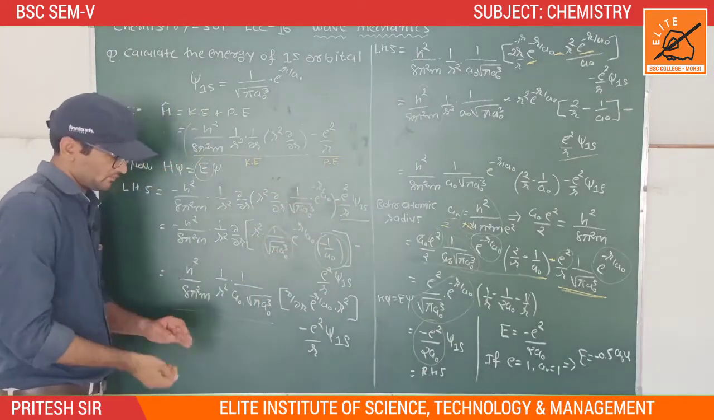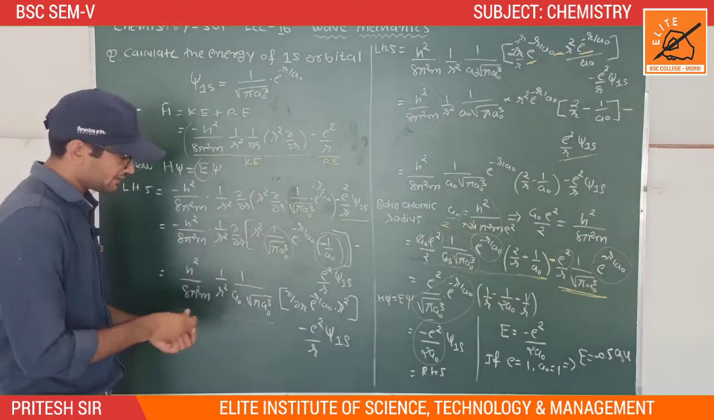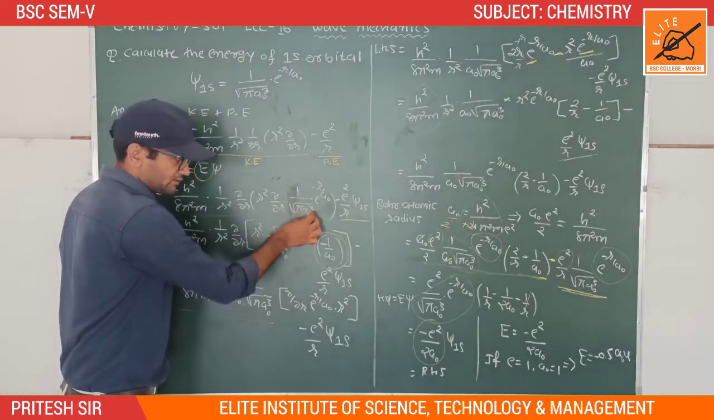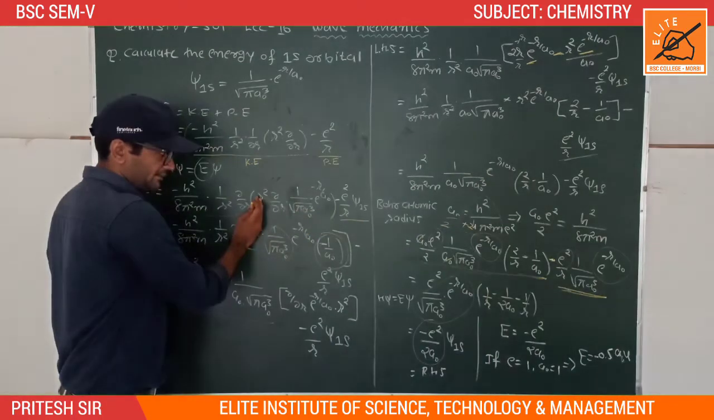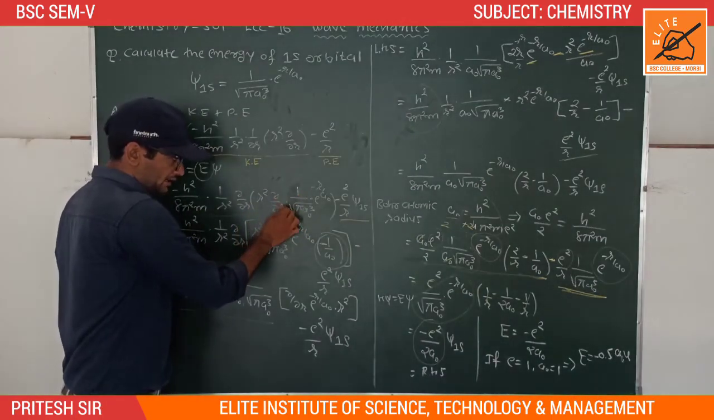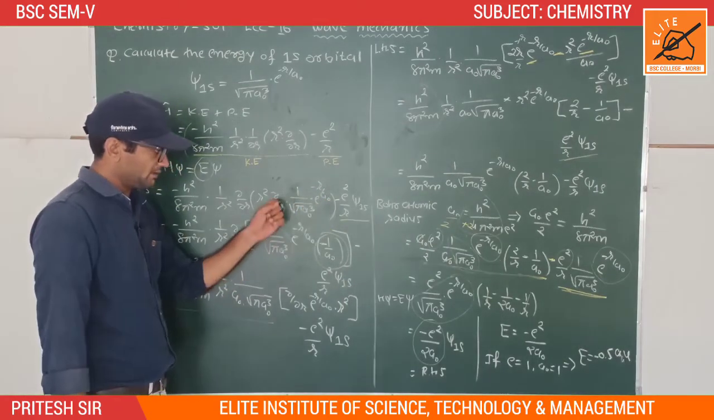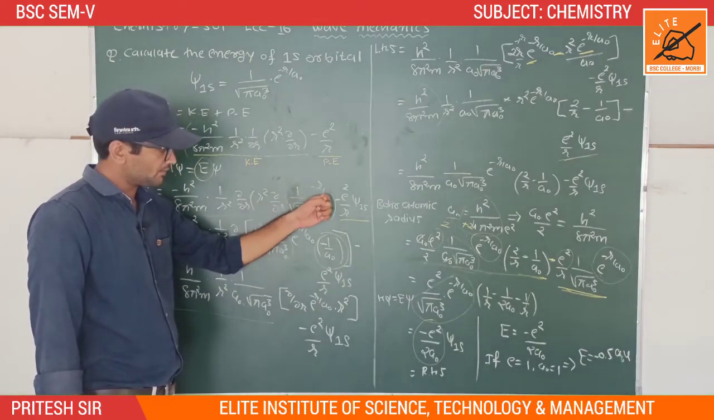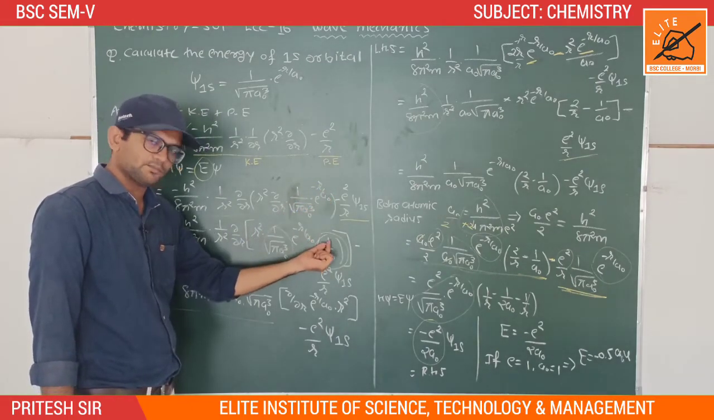First, ∂/∂r of this term, it means differentiation of this term. At that time this 1 upon π a0 is common, a constant, so it goes outside the differentiation, and the remaining term is ∂/∂r of e to the power minus r upon a0. So ∂/∂r of e to the power minus r upon a0 is equal to e to the power minus r upon a0 into minus 1 upon a0.